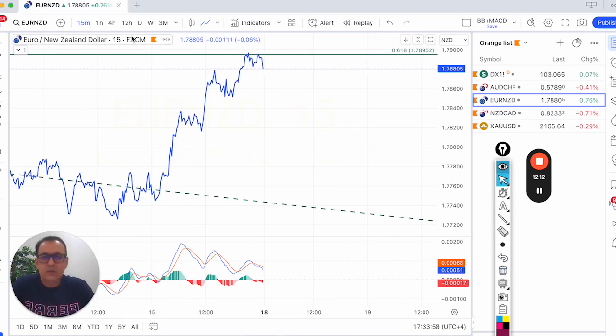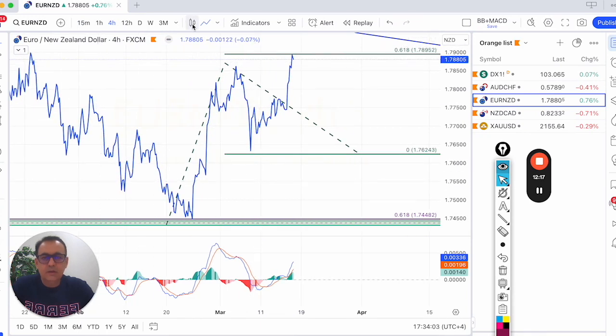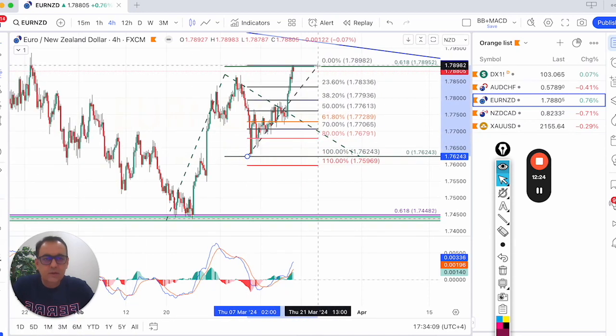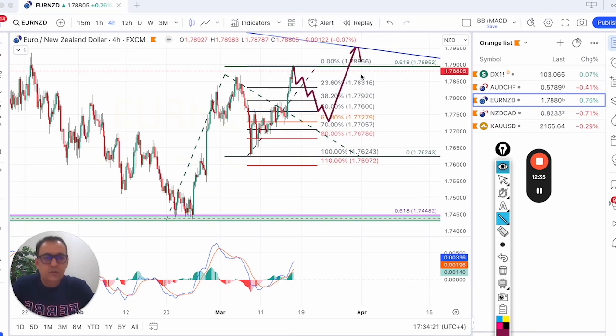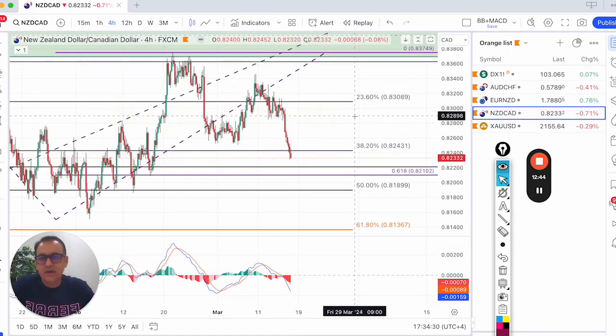So going back to 4-hourly now and applying the fib retracement from the recent swing low on 4-hourly to the current high. So we can expect correction towards 50% to 61 and then continuation. So this is the plan for Euro New Zealand dollar, buy on the dips. Now the next instrument is New Zealand dollar versus Canadian dollar.